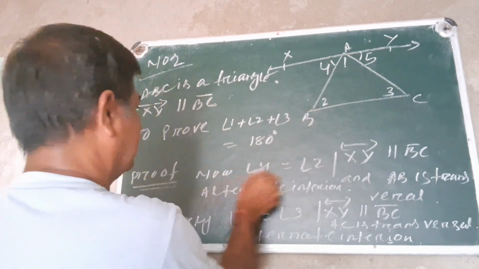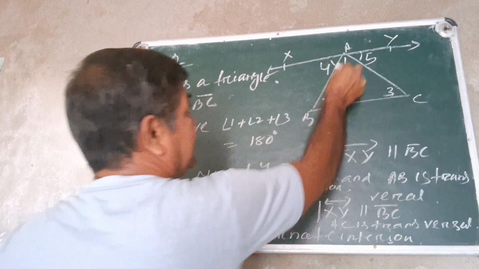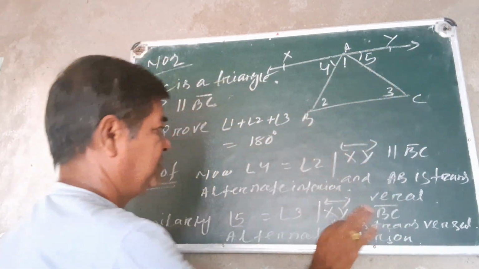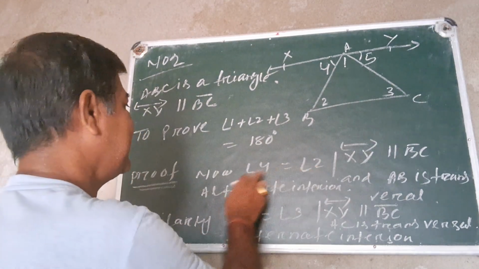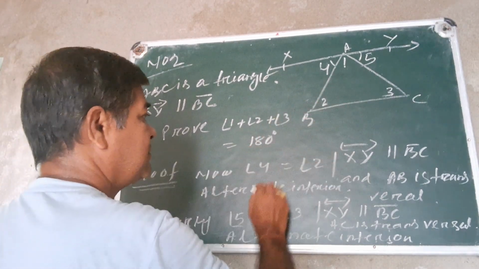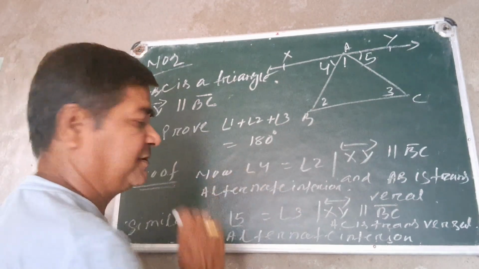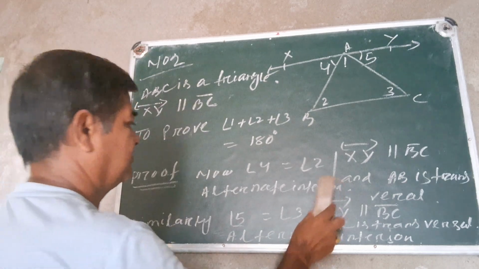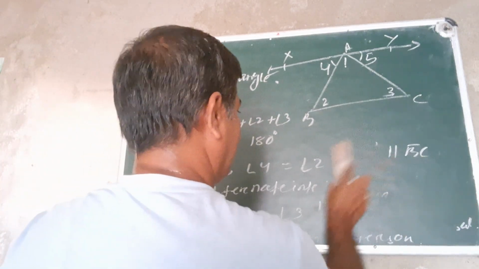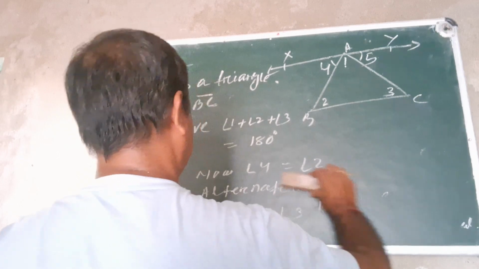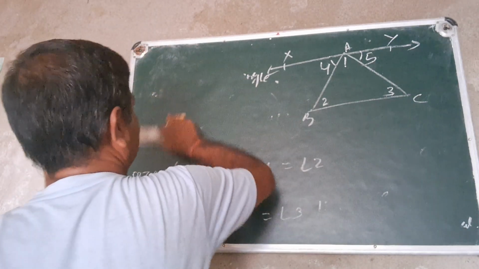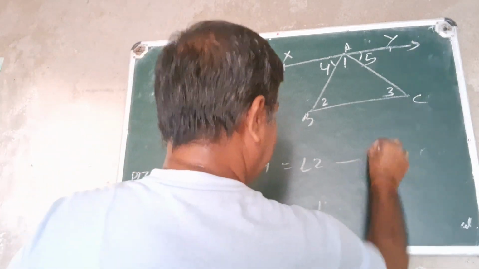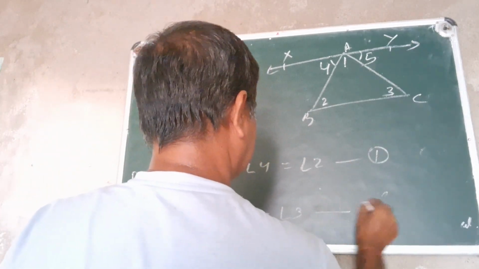Angle 4 equal to angle 2, alternate angles. Similarly, XY parallel BC, SC is transversal, angle 5 equal to angle 3. Equation number 1: angle 4 equal to angle 2. Equation number 2: angle 5 equal to angle 3. Proceed further.